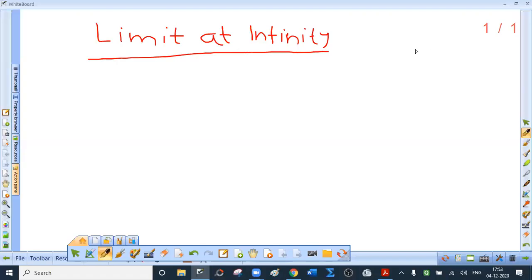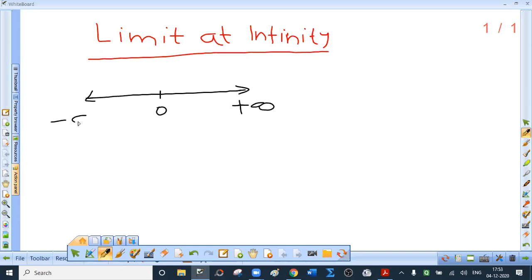Now we discuss limit at infinity. What is infinity? Infinity is something which is greater than every real number. So clearly infinity is not a real number, and therefore it cannot be shown by a point on the number line. We know this. So this is plus infinity.